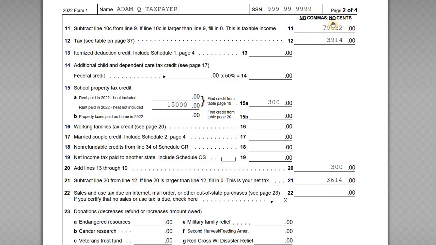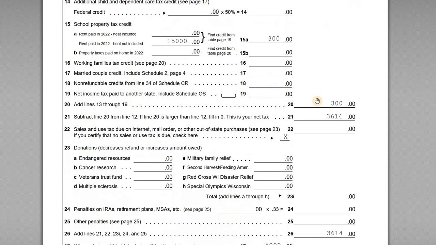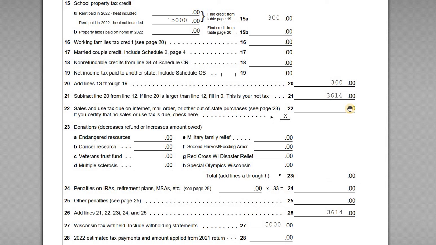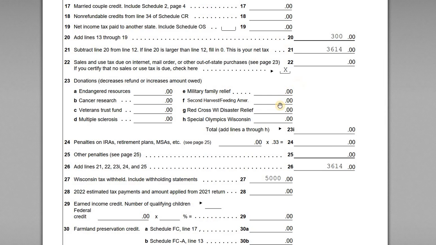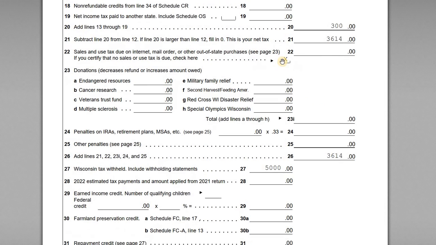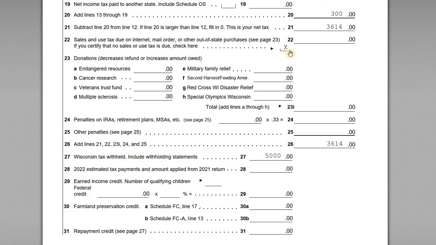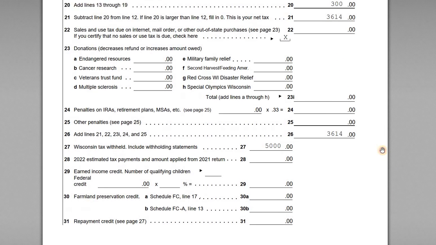So the tax that Adam owes here, $3,914, he can reduce by the $300 amount. So the net amount of tax that he's going to owe is $3,614. Now this is also really important here, line 22. If you had any out-of-state purchases where there wasn't sales or use tax collected and paid to Wisconsin, then you are actually obliged to pay that separately yourself. In this case, Adam didn't have any of those purchases that didn't have the tax collected, so he can indicate no, that he didn't have any sales or use tax due.